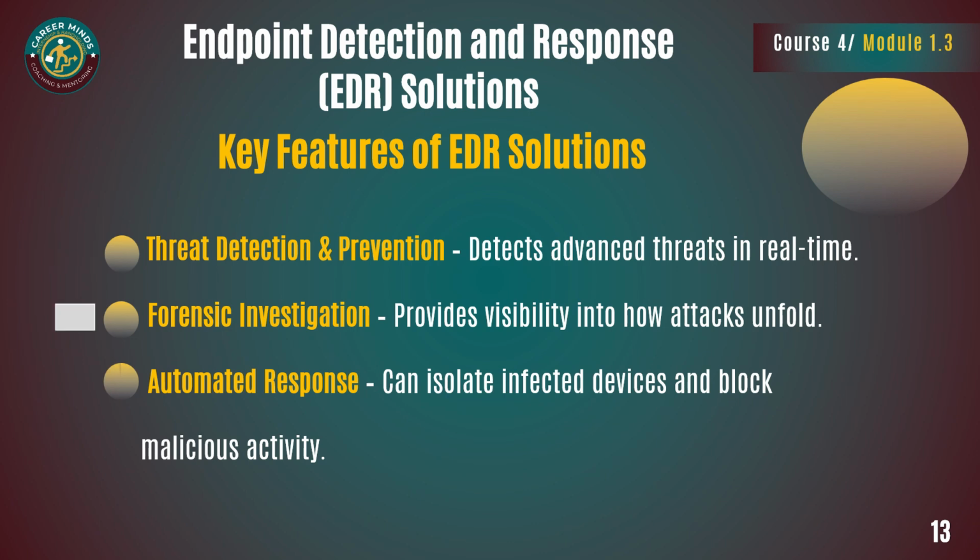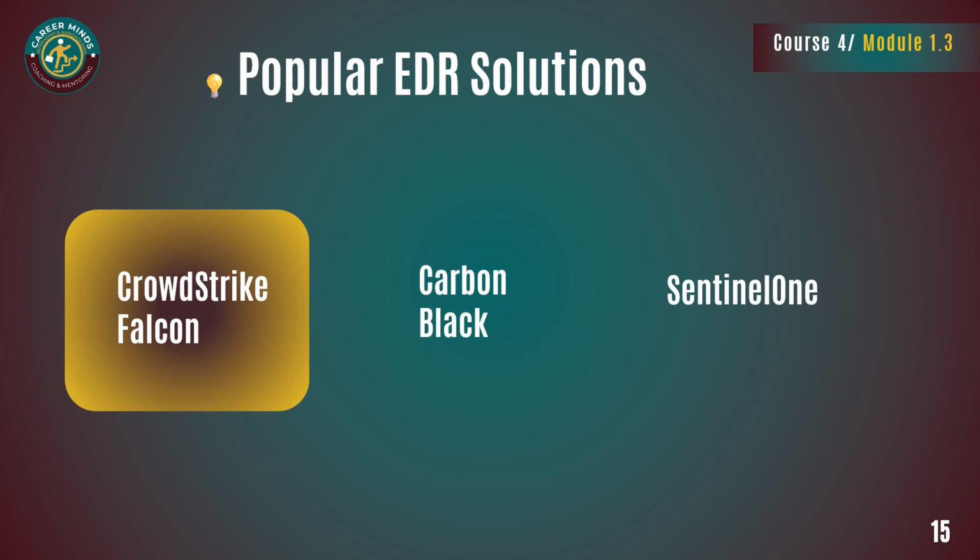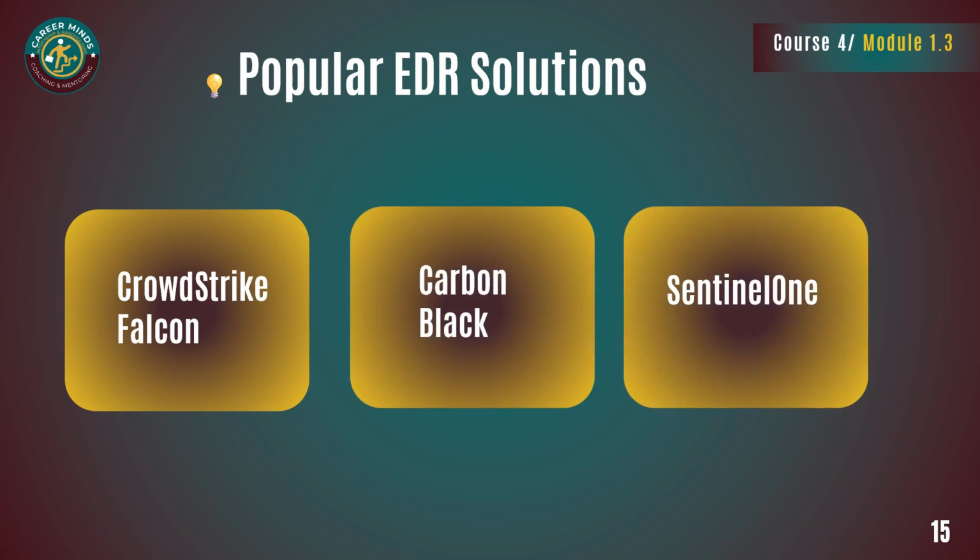And then they are used for forensic investigation as well. It helps them to see how an attack unfolded. And then they are also used for automated response. They use it to isolate infected devices, and that happens automatically to stop the threat from spreading. And then we have popular EDR solutions like CrowdStrike Falcon, Carbon Black, SentinelOne, and so on.